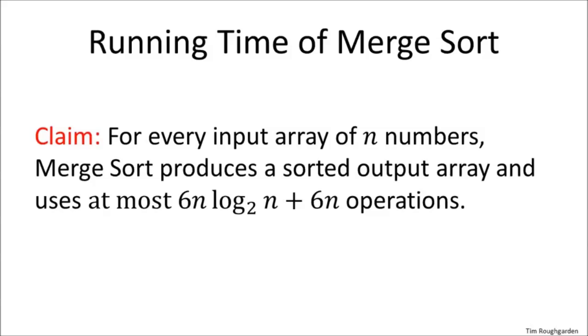that in order to sort an array of n numbers, the merge sort algorithm needs no more than a constant times n log n operations. That's the maximum number of lines of code it will ever execute. Specifically 6 times n log n plus 6n operations. So how are we going to prove this claim?